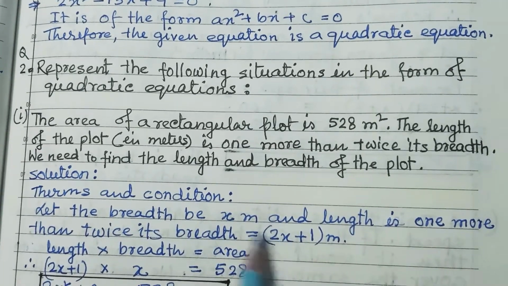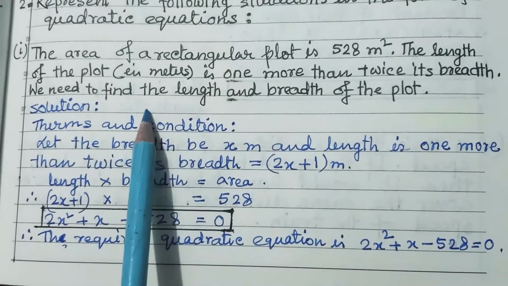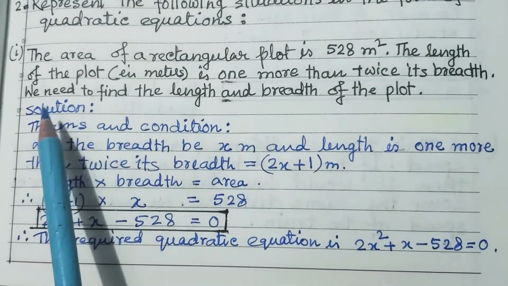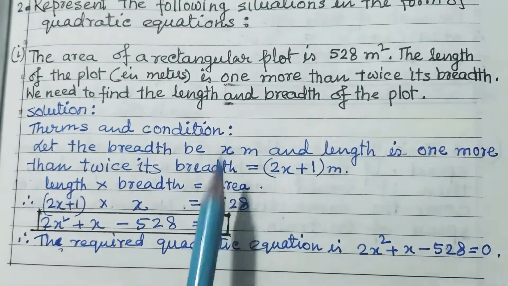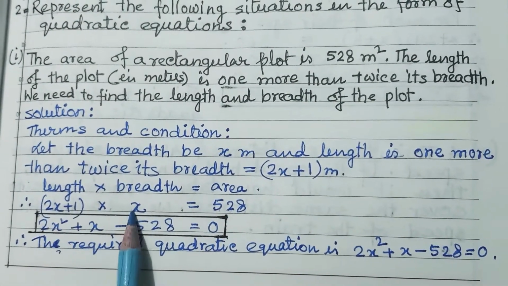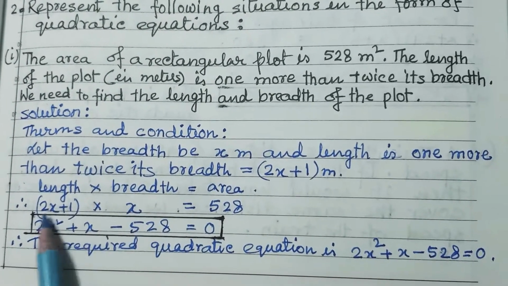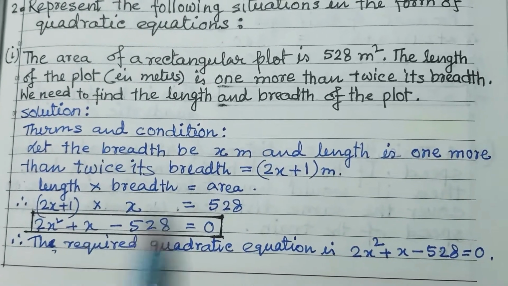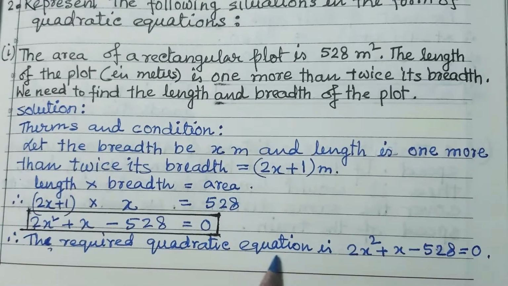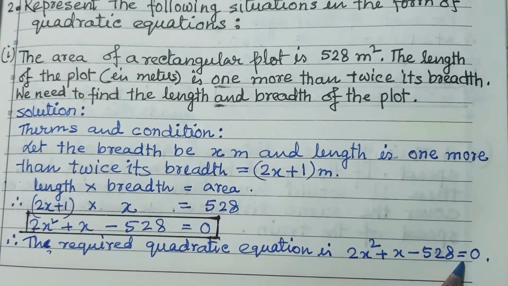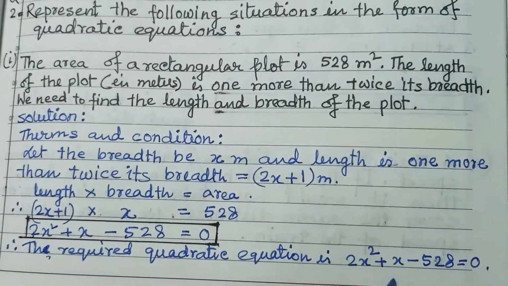So area is length into breadth. So length into breadth is equal to area, and area has been given, it is 528 meters square. So length into breadth is equal to 528. Now multiply it: 2x square plus x minus 528 is equal to 0. So it is the form of a quadratic equation. You have to change them only into the form of the equation. No need to solve it.